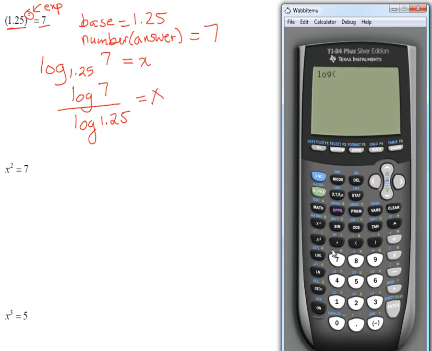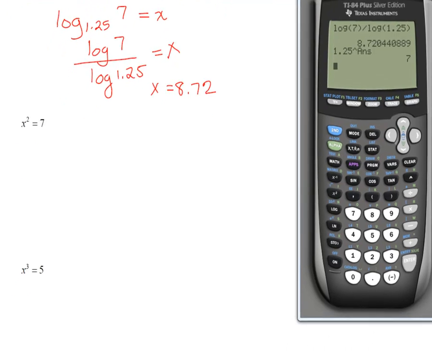Then we come over to our calculator and use the log key. Log 7 divided by log 1.25, parentheses, and hit enter. And there's our answer for x. X is about 8.72. Then we check that by substituting using our answer key. So 1.25 is the base, 1.25, and then we use that caret key and raise that to our answer above. Notice how we use that second answer key, and when you hit enter, there's your 7 back.